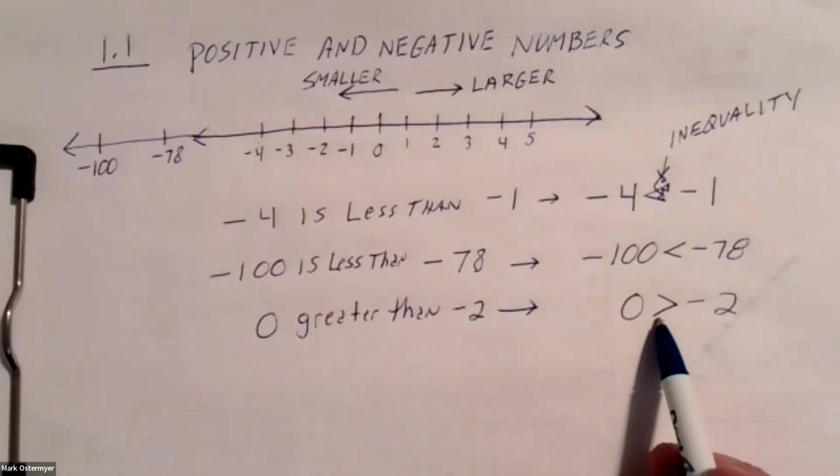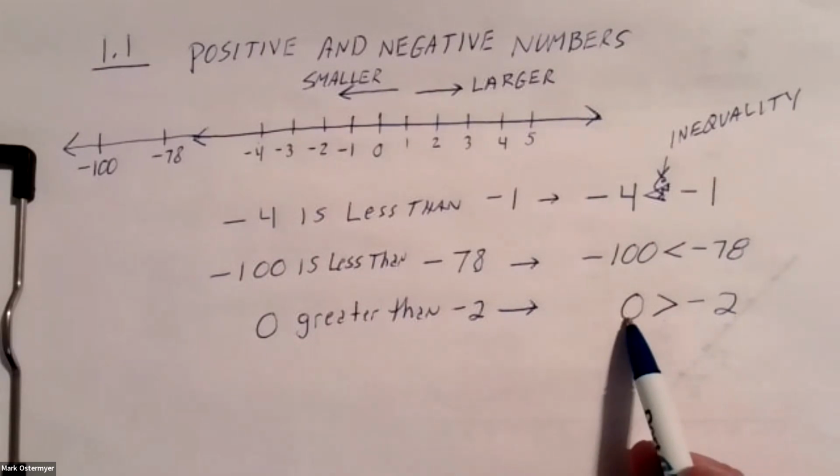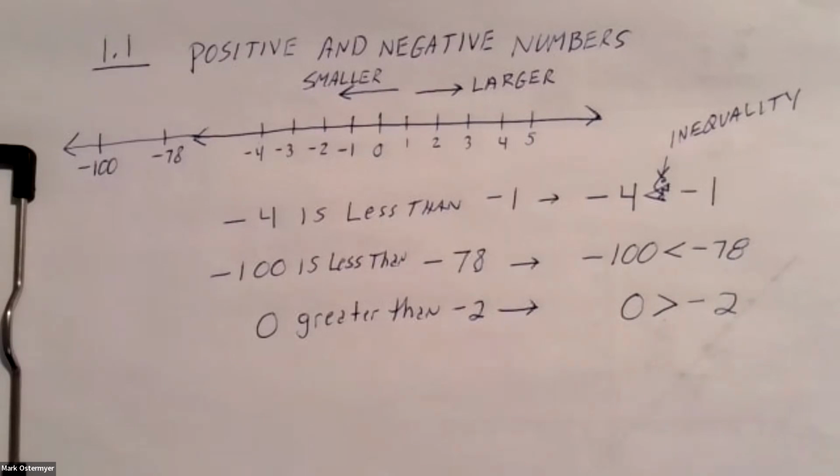Remember, think of this as being like an alligator's mouth. It always wants to eat the bigger of the two numbers. Do you agree? So 0 is bigger than negative 2. Think of it that way. All right.